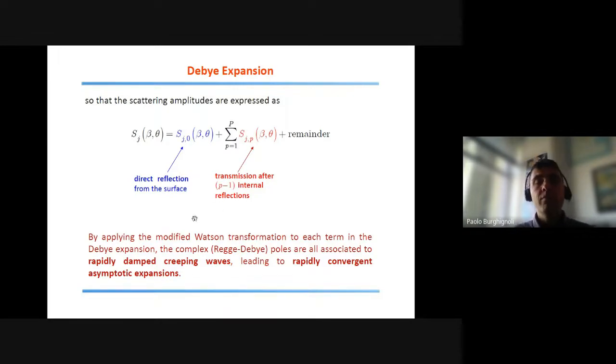If you apply the modified Watson transformation to each of these terms in the Debye expansion, then what you will obtain is a series of complex poles that are now different from the previous ones, and they are named Regge-Debye poles, whose imaginary part is now not small anymore, it's large, and so it's associated with rapidly damped creeping waves, and therefore the resulting series will be rapidly convergent. So you are able to achieve a rapidly convergent asymptotic expansion of the overall scattered as well as transmitted field.